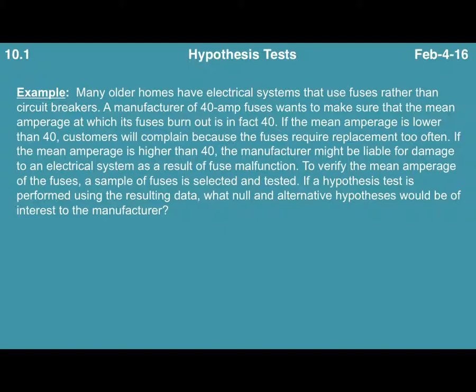Okay, so here is the next example. It says many older homes have electrical systems that use fuses rather than circuit breakers. A manufacturer of 40 amp fuses wants to make sure that the mean amperage at which its fuses burn out is in fact 40. If the mean amperage is lower than 40, customers will complain because the fuses require replacement too often. If the mean amperage is higher than 40, the manufacturer might be liable for damage to an electrical system as a result of fuse malfunction. To verify the mean amperage of the fuses, a sample of fuses is selected and tested. If a hypothesis test is performed using the resulting data, what null and alternative hypotheses would be of interest to the manufacturer? Okay, that was really wordy, but this is your problem to do.